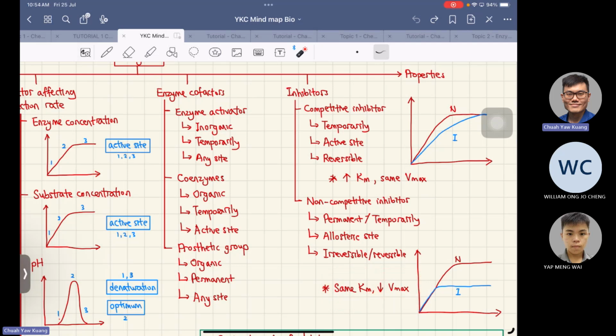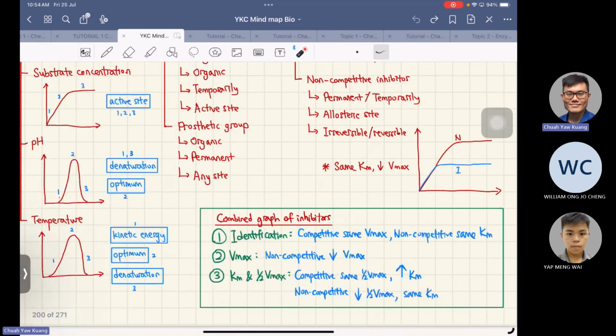After you know about the graph, one last thing is when there's a combined graph, that means the reaction with the competitive inhibitor is compared with the reaction with non-competitive inhibitor, and at the same time compared with the normal reaction without any inhibitor. Then there are three lines on the graph. How are you going to identify them? How are you going to explain that?